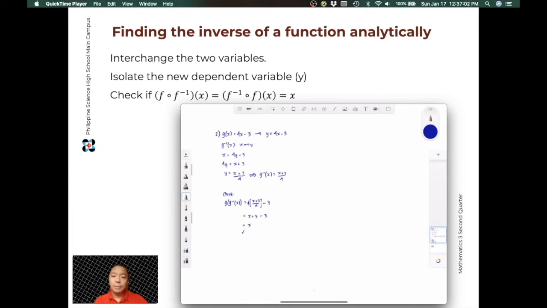Simplify, we have x plus 3 minus 3, which is equal to x. So, the first part of the condition is satisfied. Yung second check natin si g inverse of g of x. Dapat equal din ito sa x.